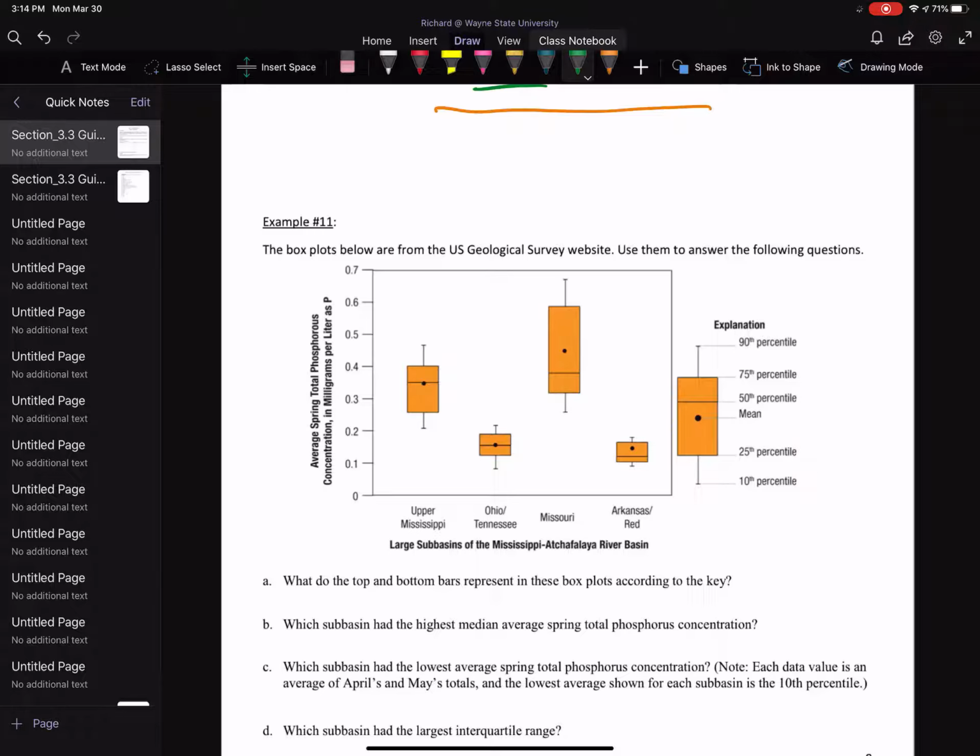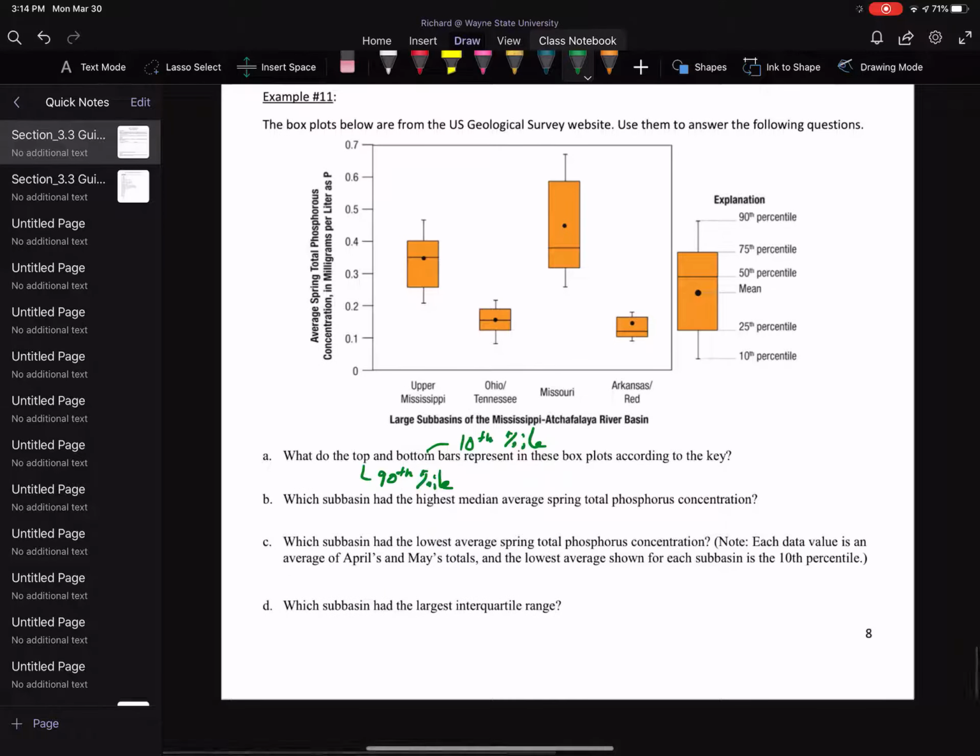And then the other interesting thing is they're actually reporting the mean here, okay, as a mode of comparison. And so sometimes we get extra data and information. We like when that happens. Okay, so letter A says, what do the top and bottom bars represent in the box plots according to the key? Well, we just talked about that, right? The top is the 90th percentile, and the bottom here is the 10th percentile. Nice and easy.